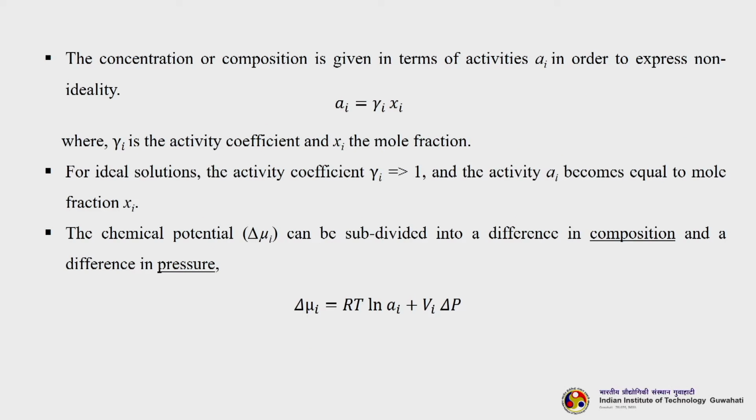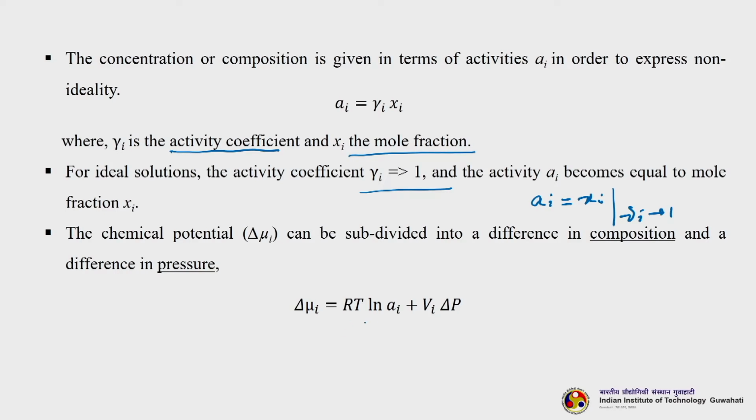The concentration or composition is given in terms of activity in order to express the non-ideality. Activity is given by gamma i x_i, where gamma is the activity coefficient and x_i is the mole fraction. For ideal cases, the activity coefficient usually tends to 1. So a_i becomes equal to the mole fraction x_i when gamma i becomes 1. So, the chemical potential can be subdivided into a difference in composition and a difference in pressure.